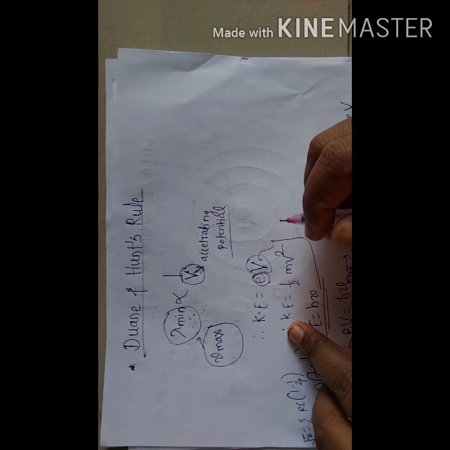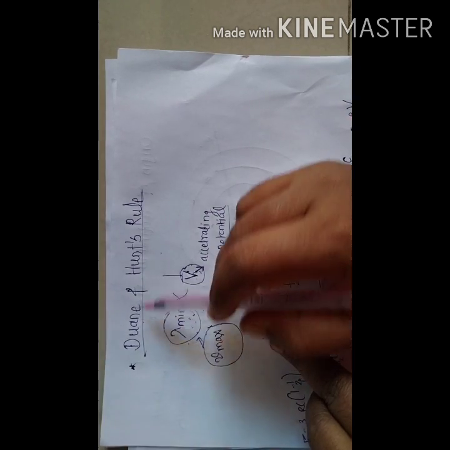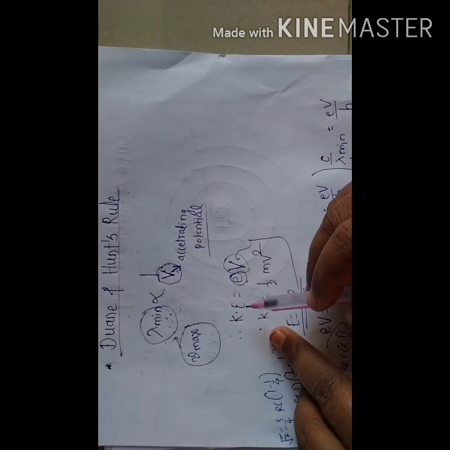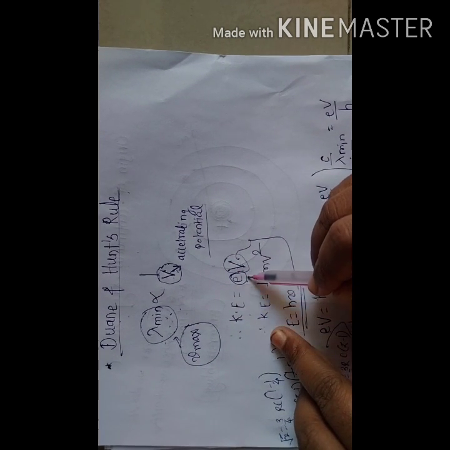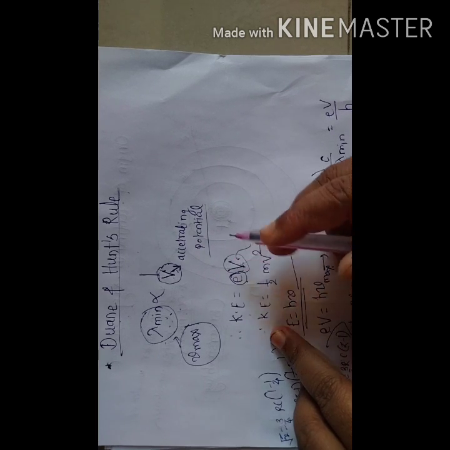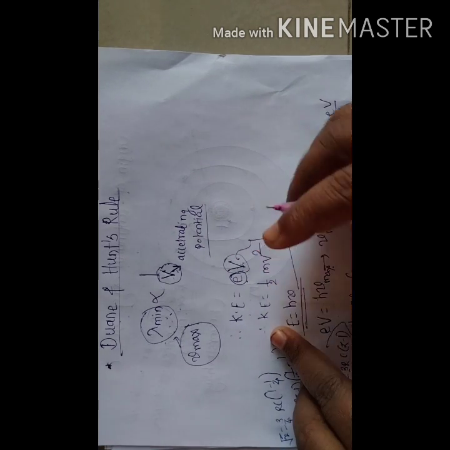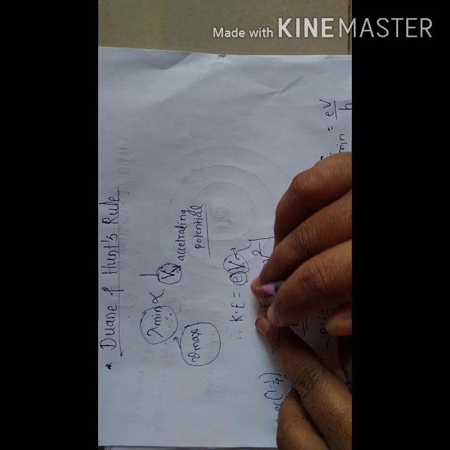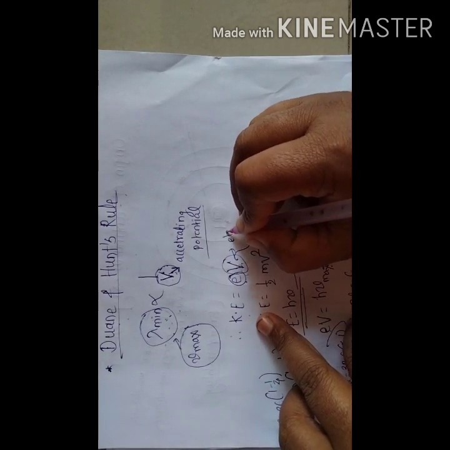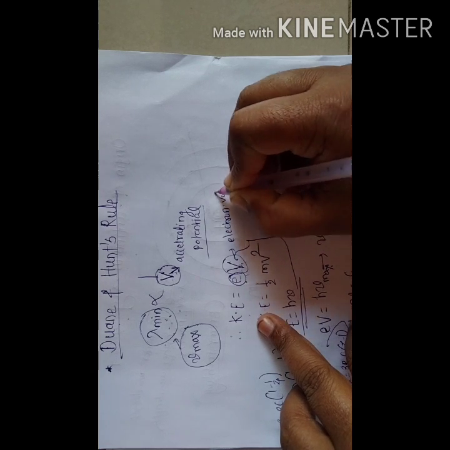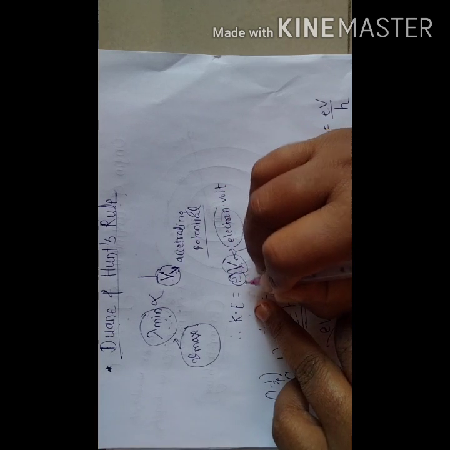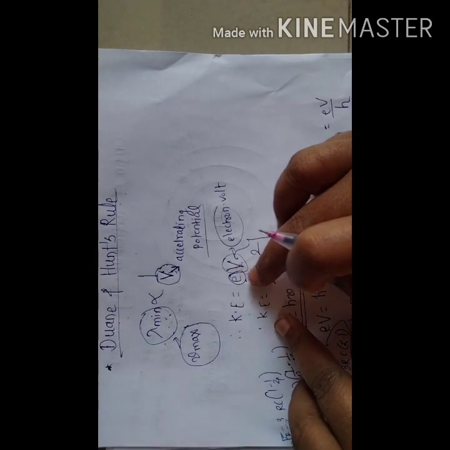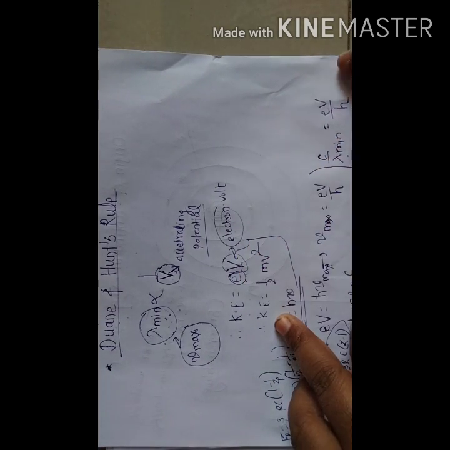Good afternoon, everyone. In the last lecture, we saw Duane and Hunt's rule. In that relation, I told you that the kinetic energy is equal to E into V, that V is velocity. Sorry for that, I mistakenly told you that. This V is voltage. This kinetic energy is in electron volts. E is the charge on the electron and V is the voltage. Okay, so you can consider it this way.